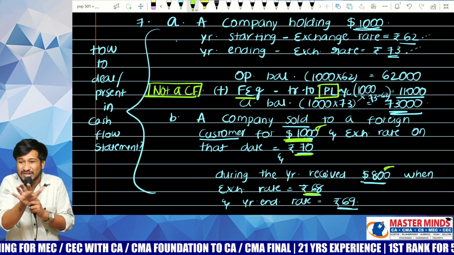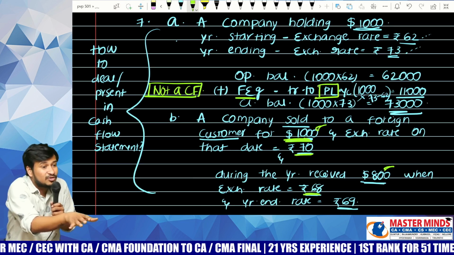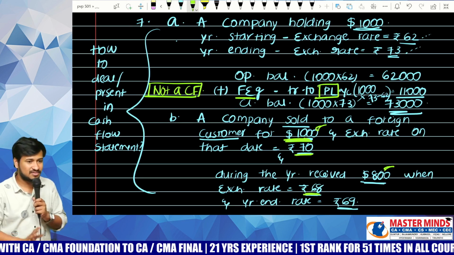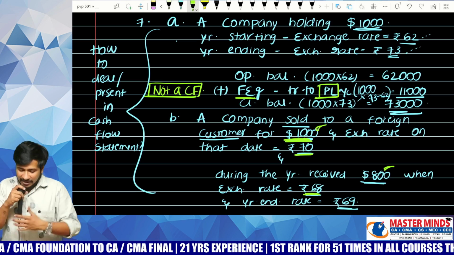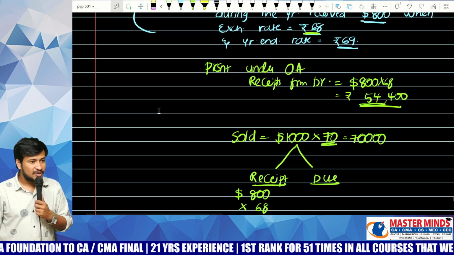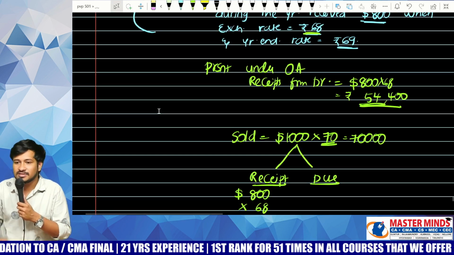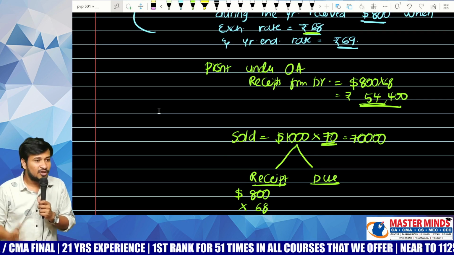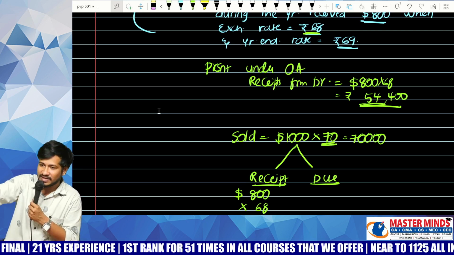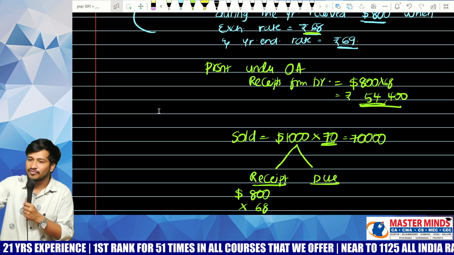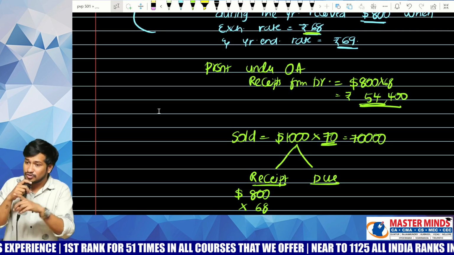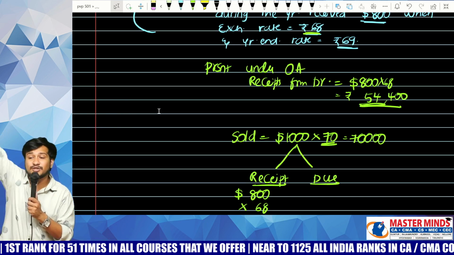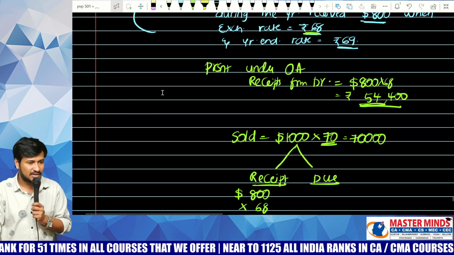Like that you have to reconcile, because cash flow statement is a statement which is reconciling the opening balance and closing balance. So opening you're telling 800 into 70, closing you're telling only 800 into 68. So users will be thinking how there is a fall of rupees 1,600. You have to tell them, all users, no worries. There is no outflow of cash. It is the loss due to the change in foreign currency, which is a loss which will be transferred to P&L account. Like this you have to tell.